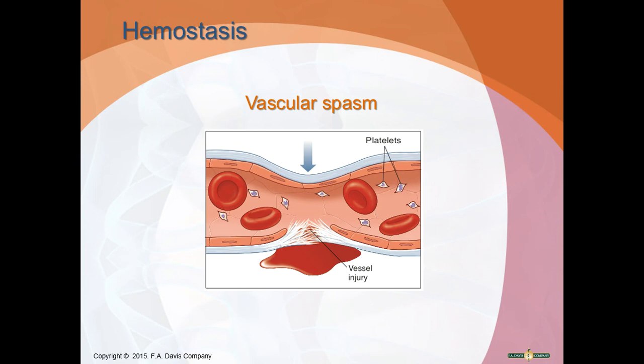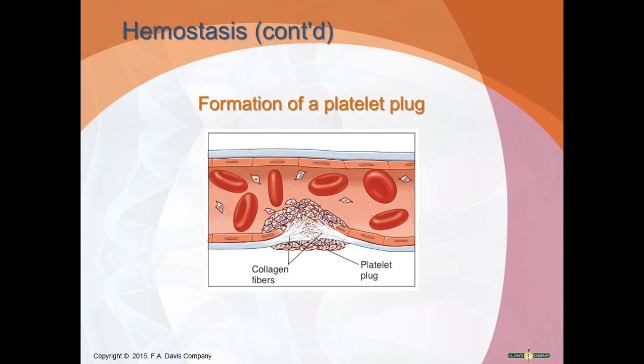As soon as a blood vessel is injured, smooth muscle fibers in the wall of the vessel spasm. So that slows the flow of blood. So it's just like applying pressure as we do on the outside. So the next thing that happens is there is a formation of a platelet plug.